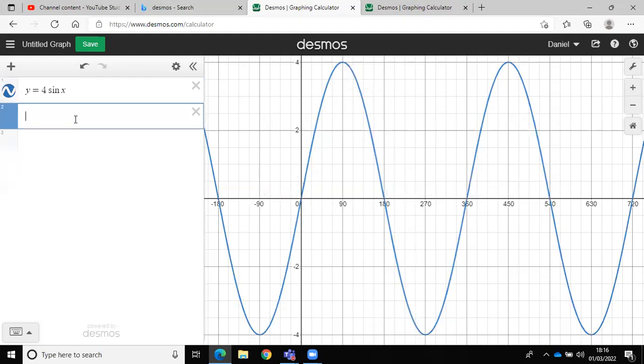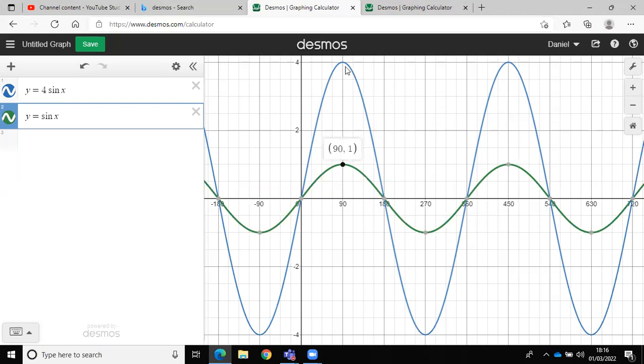Now if I put y equals sine x just to compare, you can see the difference in amplitude there. You can see the maximum, instead of being at 1, is up at 4, and the minimum, instead of -1, is down at -4.